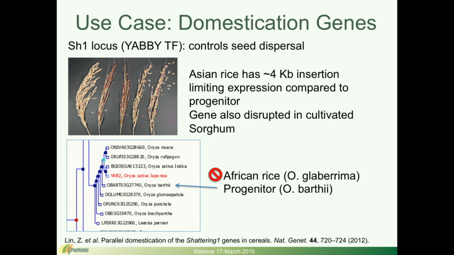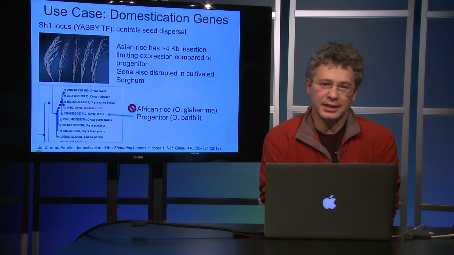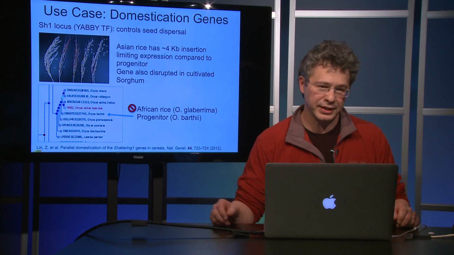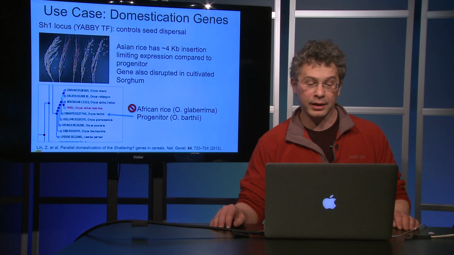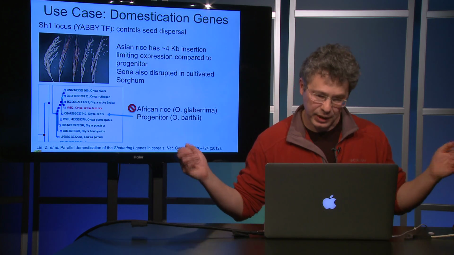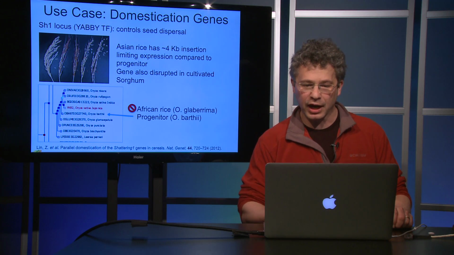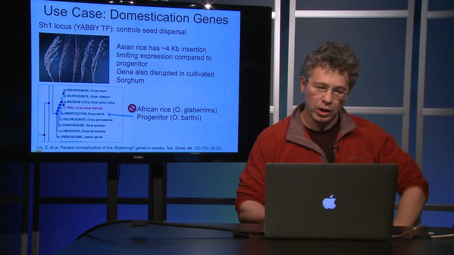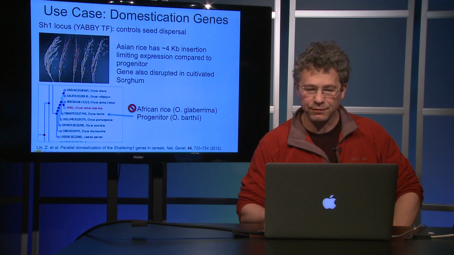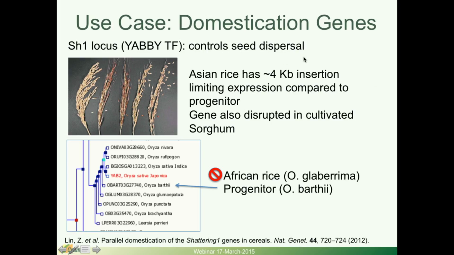Early farmers selected for plants that did not disperse seeds, so that when they went to harvest the grain, they were able to hold on to it without it dispersing. And this turned out to be a mutation in the gene called SH1, which is a YABBY transcription factor. In Asian rice, there's a 4 kb insertion that limits the expression of that gene compared to the wild-type gene. And in addition, it was found in sorghum that this gene is disrupted. So this is a case of convergent evolution or parallel evolution.